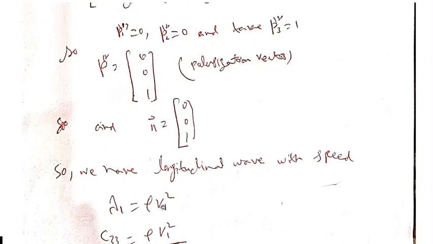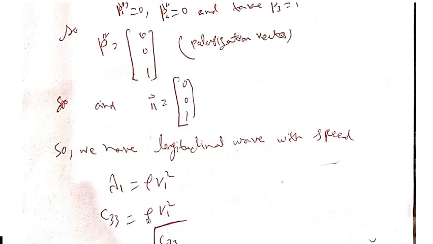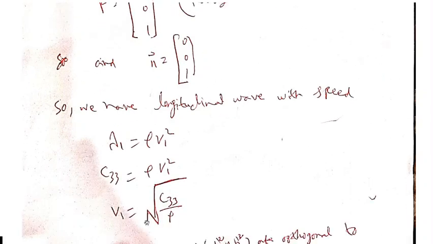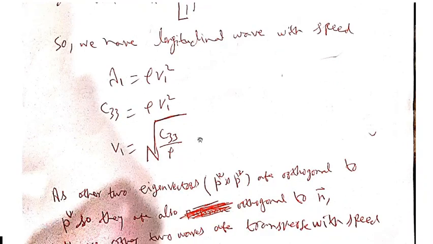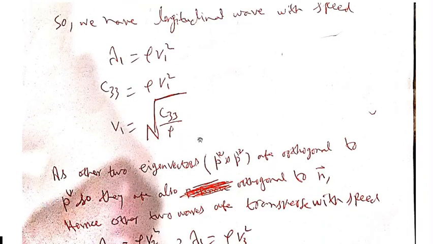This is the eigenvalue lambda 1 equals rho V1 square, the first eigenvalue. So V1 will be this, and this is the speed of a longitudinal wave in monoclinic material. Now the other two waves will be transverse waves. In the theory we have seen that if we have one longitudinal wave, then the other two will be transverse waves.